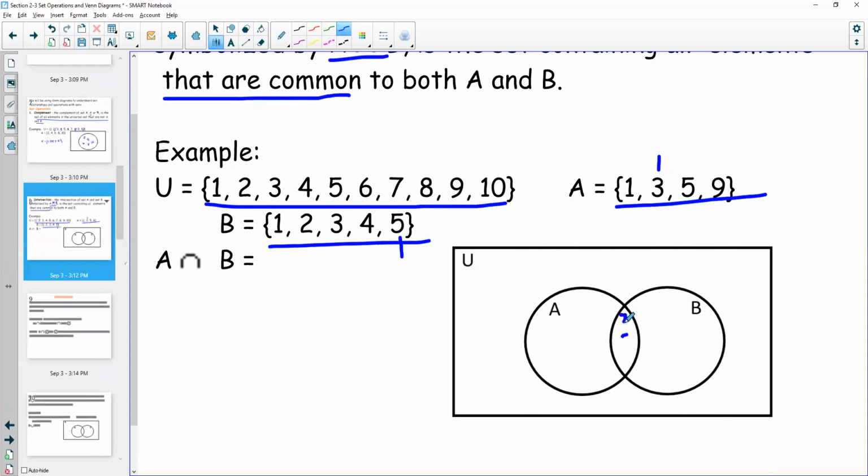Oh gosh, that should be a 3. That should be a 5. And then A also gets 1 and 9. B gets 1, 2, 4. And let's see, what else? I've used 1 and 2 and 3 and 4 and 5 and 9. So out here in the universal set still floating around are 6, 7, 8, and 10. What's in the overlap, A and B? Well, that's just 3 and 5. We're talking about what they share when we're talking about intersection.